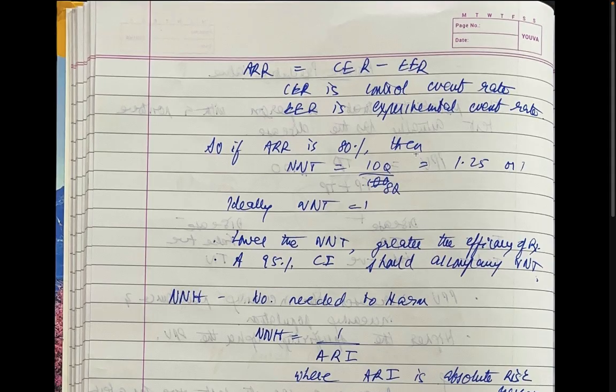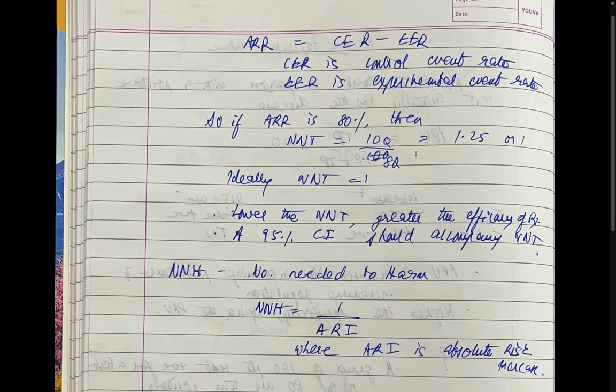So if the ARR is in percentage, like 80%, then NNT is 100 by that ARR. So 1.25 would be in this case, and we round it off to 1, and ideally the NNT should be 1. Lower the NNT, the greater the efficacy of the treatment. A 95% confidence interval should accompany an NNT.